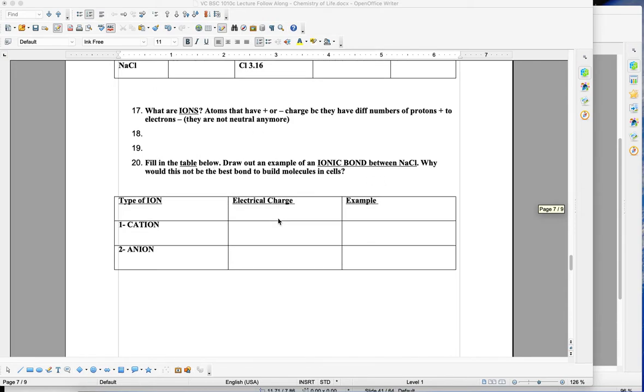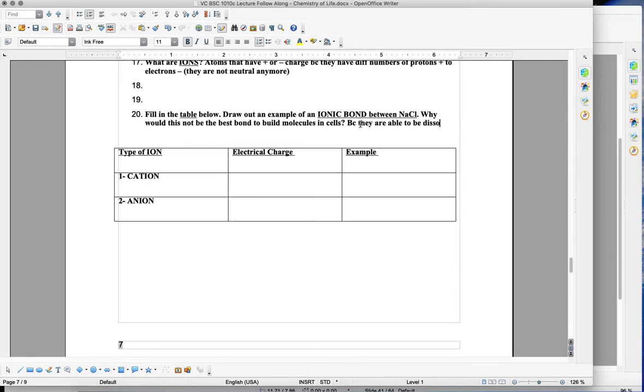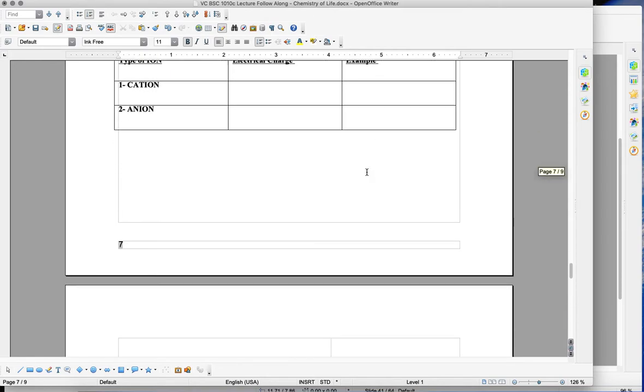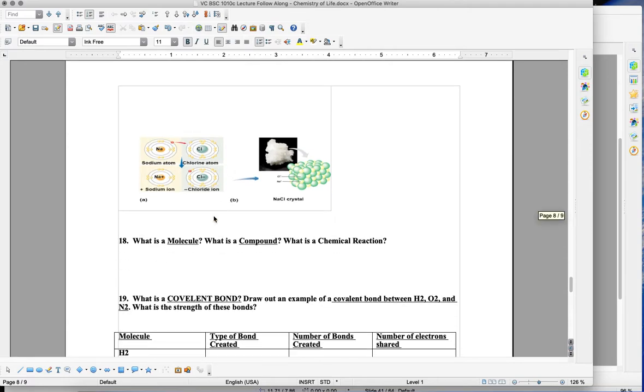We're going to fill out the table below, and then we'll show you the ionic bond between NaCl. The reason that these are not going to be the best to build molecules and cells is because they are able to be dissolved in water. We're going to look at that quite a bit in the next chapter. What happens is when we create these bonds, like for example NaCl, they're charged. And water is also a polar molecule. We'll talk about why that is. Water is polar, so it's able to interact with charged molecules to separate them.